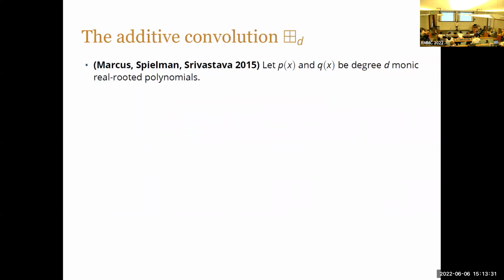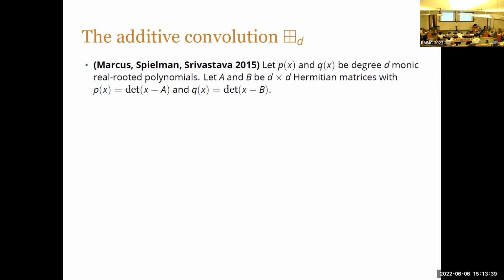So how do we define the additive one? Well, take two real-rooted polynomials, P and Q, okay? Then, because they're real-rooted, you can find Hermitian matrices A and B, such that P is the characteristic polynomial of A and Q is the characteristic polynomial of B. It doesn't matter which ones you choose. And then you can define the convolution of P and Q as the expected characteristic polynomial of the random matrix A plus U star B U, where U is drawn from the Haar measure on the unitary group, okay? So this is just a definition.